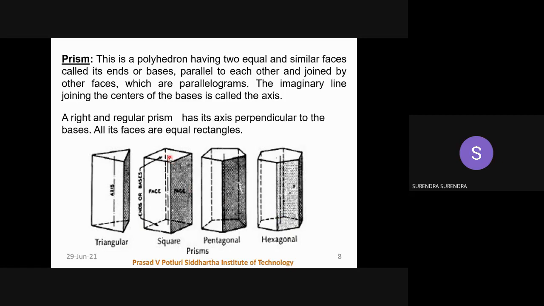The terminology to remember is top base and bottom base, and these four surfaces which join the top base and bottom base are called faces. The base changes its shape depending on the shape of the prism. For a triangular prism it is a triangle, for a square prism it is a square, for a pentagonal prism it is a pentagon. But these faces are always in the shape of rectangles.